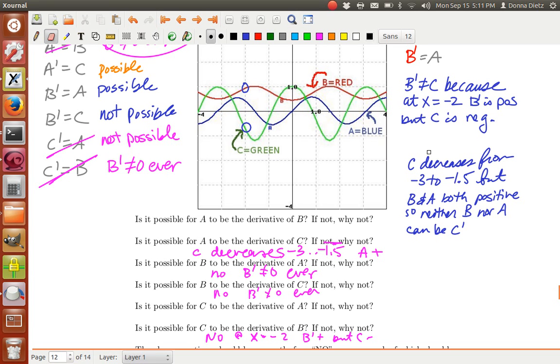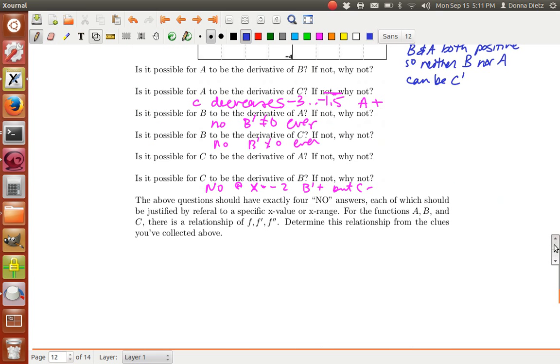Okay. All right, so then the only ones that are remaining that have to be true, and this is the point I want to point out, is that the two yes answers are the very last thing that you say, and then you can conclude, aha. So is it possible for A to be the derivative of B? Yes. Is it possible for C to be the derivative of A? Yes. And now it says, for the functions there is a relationship, and then you would have to figure out the f.